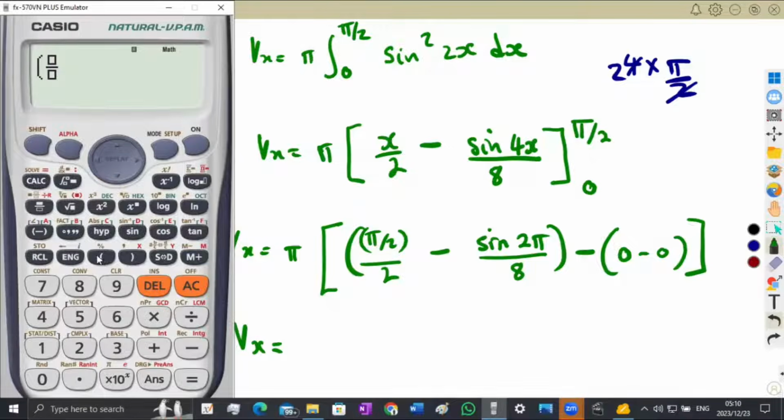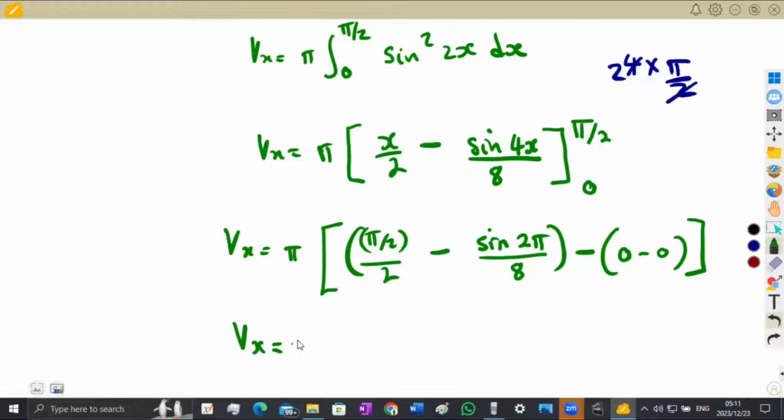So we've got a fraction there, pi over 2. So this is pi over 2 like this, divided by 2, minus sine 2 pi. So this is sine 2 pi over 8 like this. So close this bracket, you're going to have 1 over 4 pi. So that is pi into 1 over 4 pi. Remember, this is a 0 here. There's nothing there. It's going to subtract a 0.